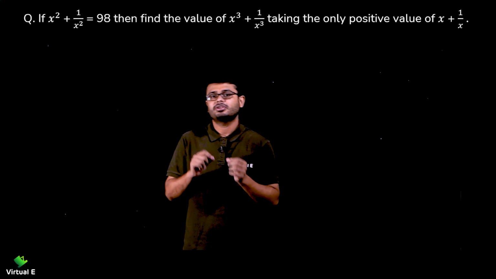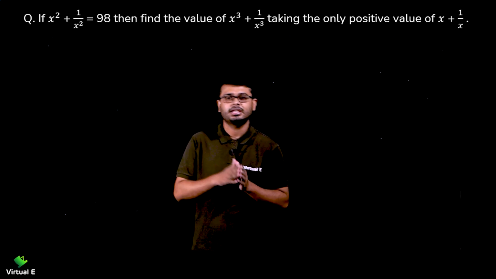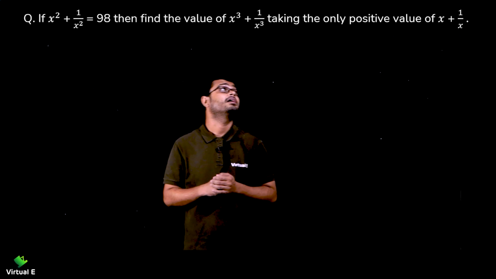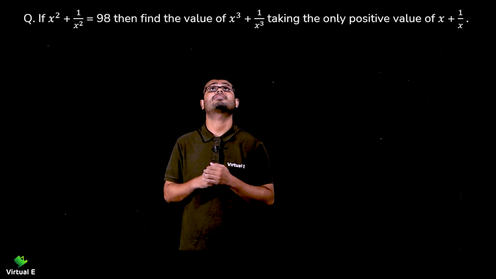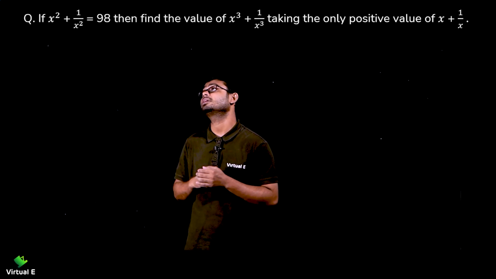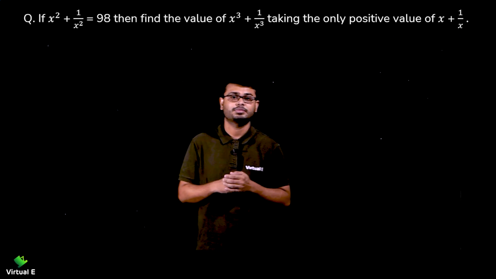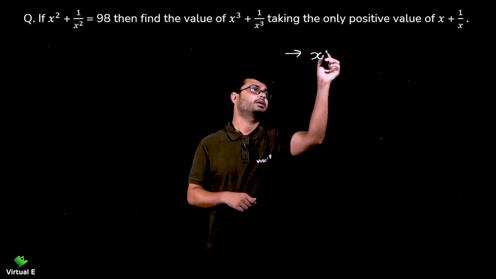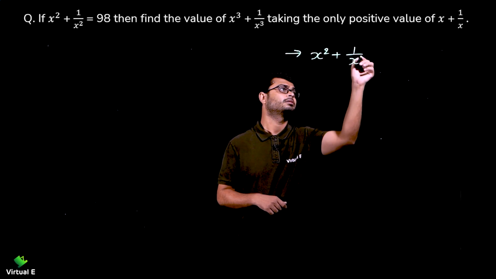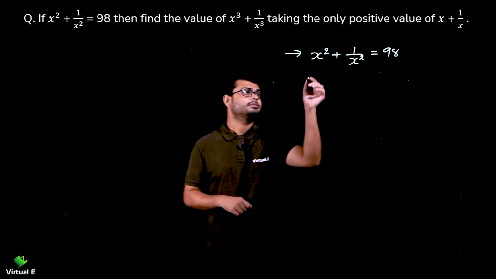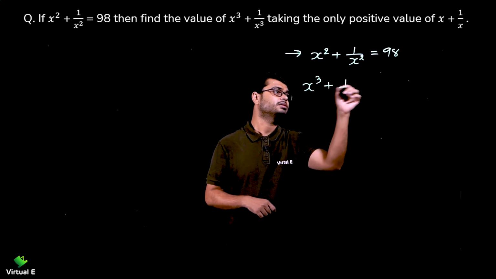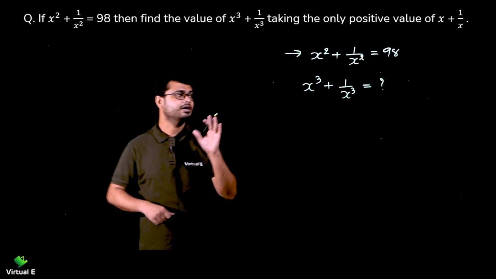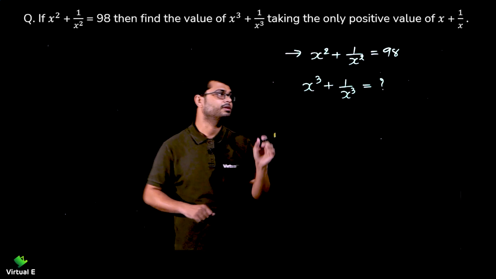Now let's discuss the combination of identities. So far we discussed the identities individually. Now let's discuss the sum which has both identities in one sum. Let's start with the first one. If x square plus 1 upon x square is equal to 98, then find the value of x cube plus 1 upon x cube, taking only the positive value of x plus 1 upon x. Okay, so first of all, let's write what's given over here: x square plus 1 upon x square is 98. And what do we need to find? X cube plus 1 upon x cube is the value that we are supposed to find. And one condition is also given. We'll come to that condition when we come to that particular term.